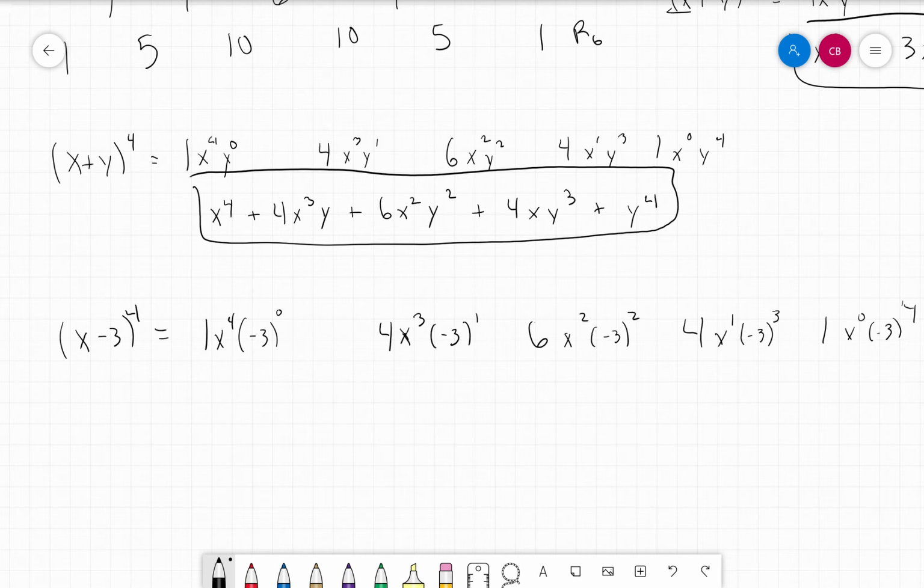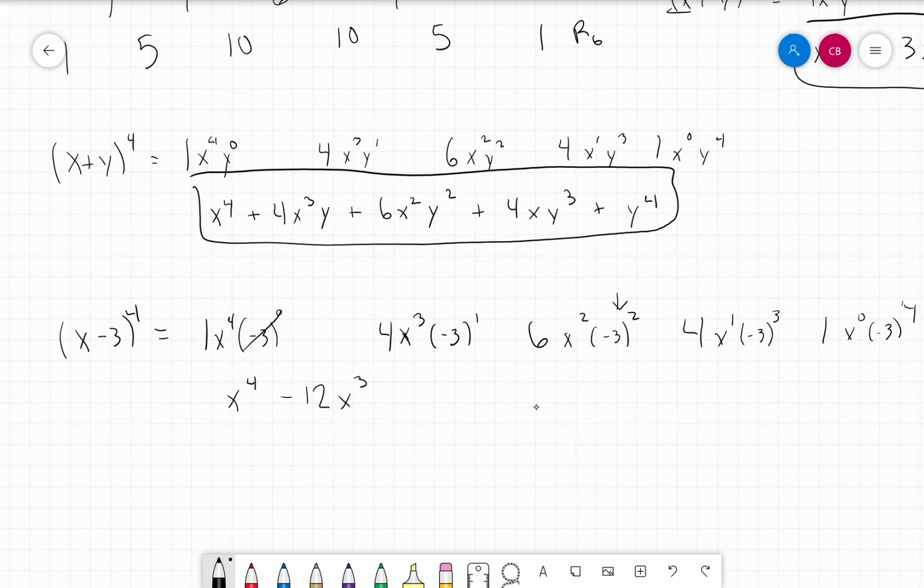Now let's multiply this out. This is 1 times x to the fourth times 1, so this is x to the fourth. That one's easy. This is where it gets trickier. So we've got 4x to the third times -3, well that's -12x to the third. We don't have a y term, so that's what that will be.